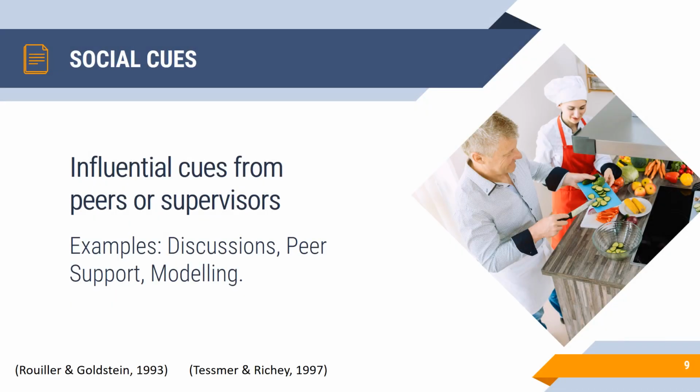Social cues arise from the behavior of peers or supervisors that influence trainees. Examples include discussions or peer support, but also modeling of desired behavior. Modeling is a very effective way to support trainees in the application of their newly acquired skills and knowledge.